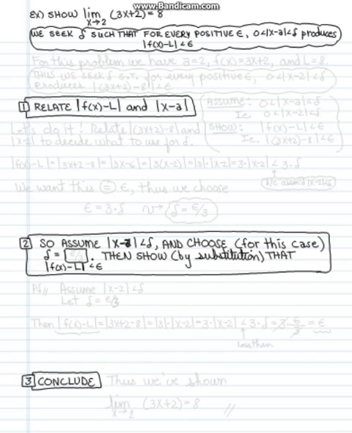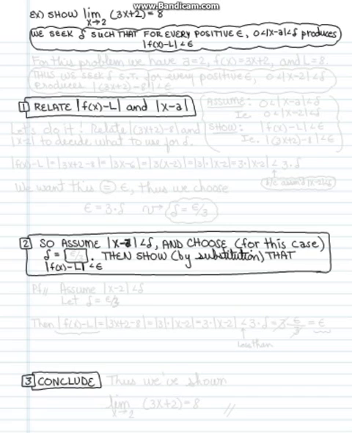Show that the limit as x approaches 2 of the polynomial 3x plus 2 equals 8 using the formal definition of limit. You can see the outline of how we're going to do this proof. We're going to use this general outline for most of these problems.